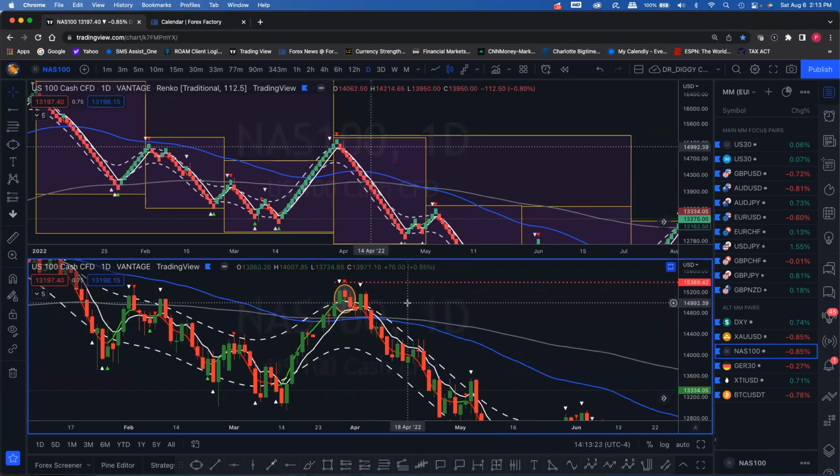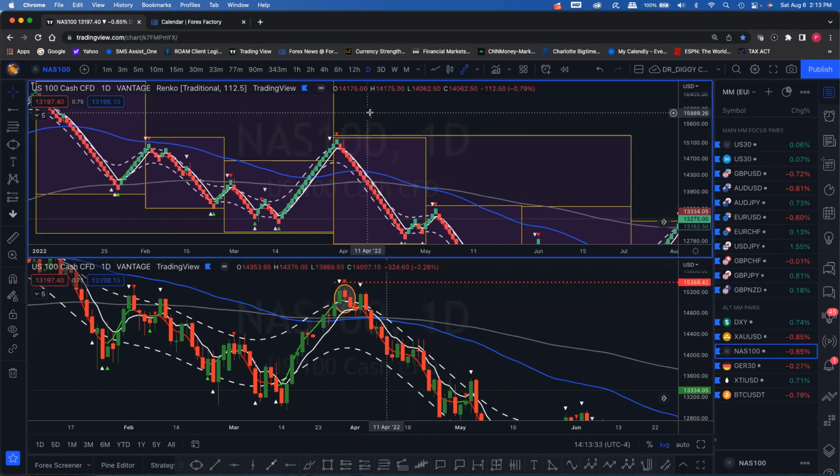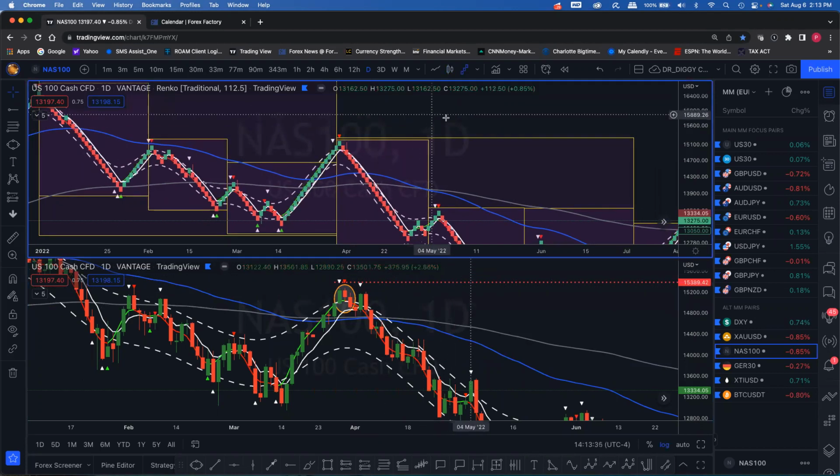Question: these boxes you're drawing in manually? Yes. Yeah, I'm drawing those based on price. So let's see something that I might not have drawn up, just to show an example.